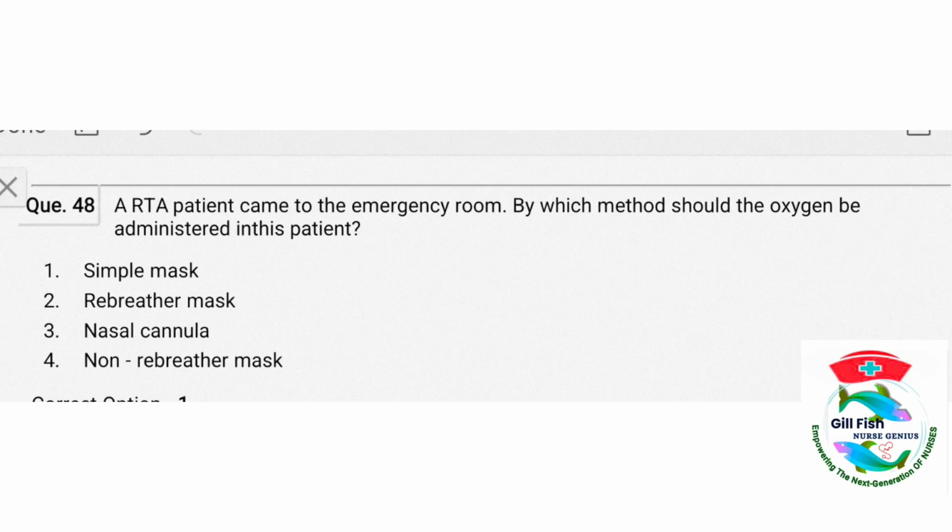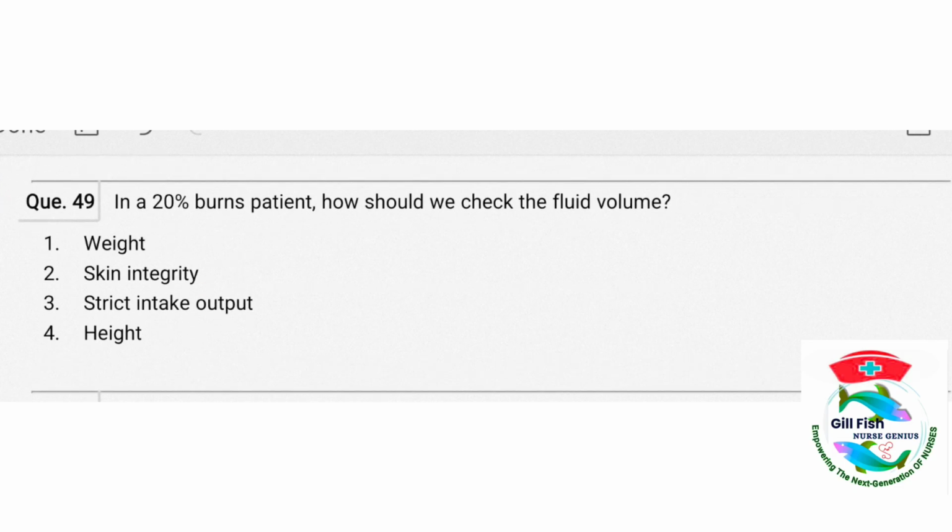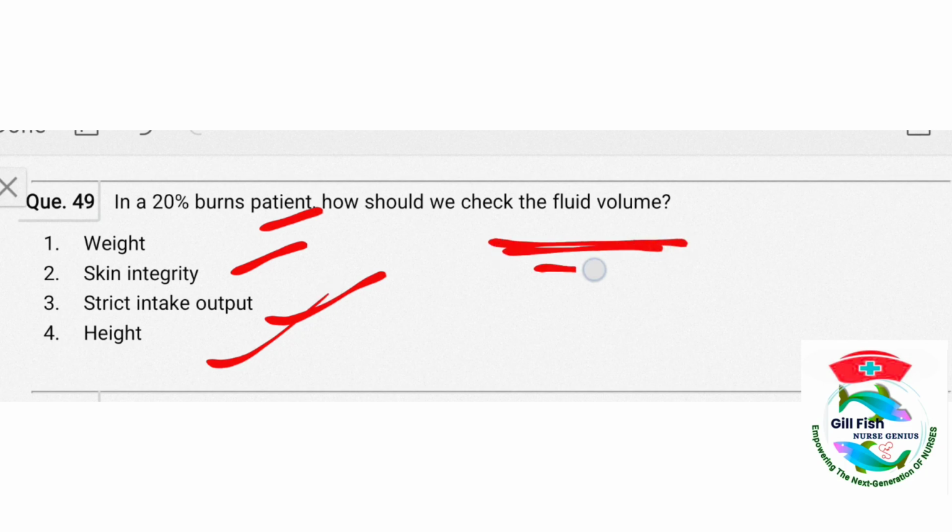Option 1, simple mask should be administered. Okay, fine. Move on to the next question. In a patient with 20% burns, how should we check the fluid volume? Option 1, weight; option 2, skin integrity; option 3, strict intake; option 4, height. How do we check the fluid volume of the person with burns? What is the correct answer?